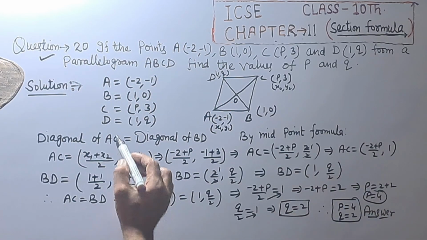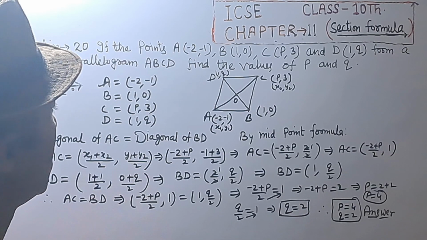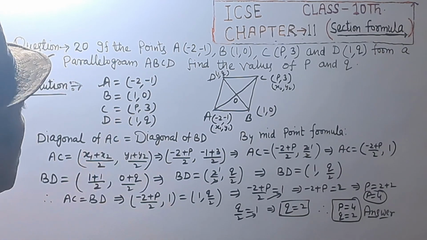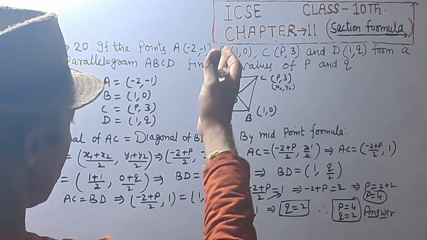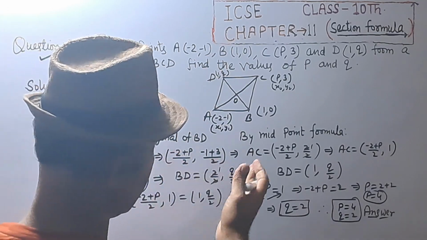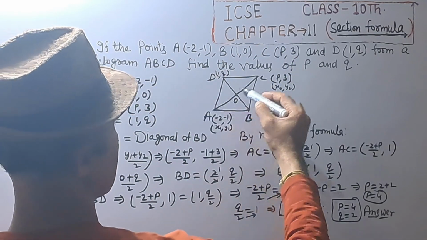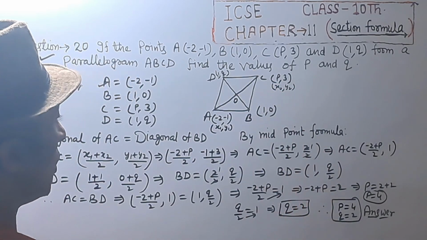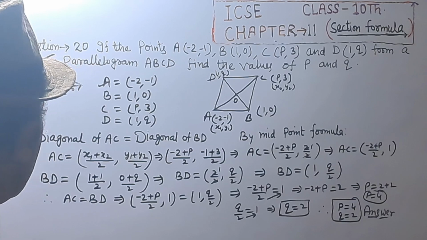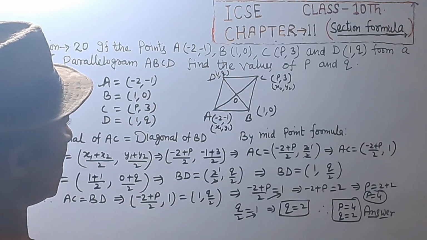Answer. Given A is equal to (-2, -1), B is equal to (1, 0), C is equal to (p, 3) and D is equal to (1, q). We draw a parallelogram ABCD, and we join AC and BD, which meet at point O, and the diagonal of AC is equal to the diagonal of BD.